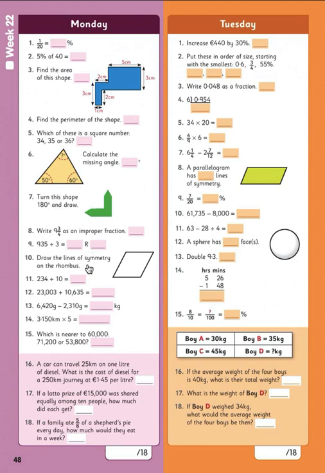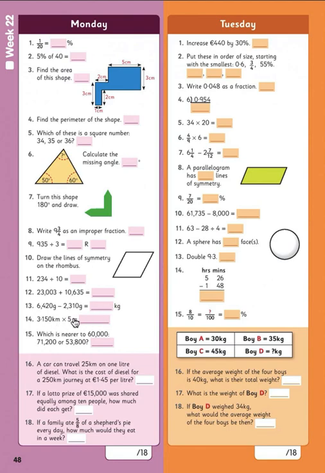Drawing the lines of symmetry on a rhombus. Dividing this by 10, easiest way is to find where the decimal point is and move it accordingly. Number 12, you're adding those together. Number 13, you're subtracting, but the answer is going to be in kg. So you're taking away grams, and then when you're left with how many grams, you're going to have to change it to something point something kg.